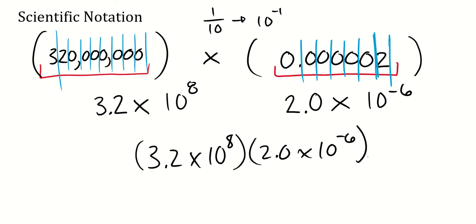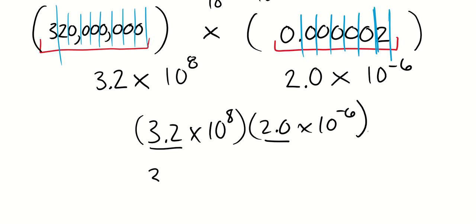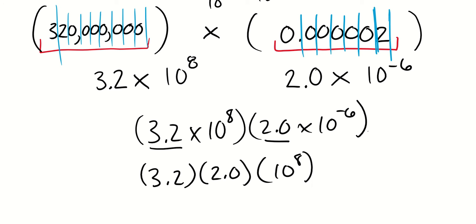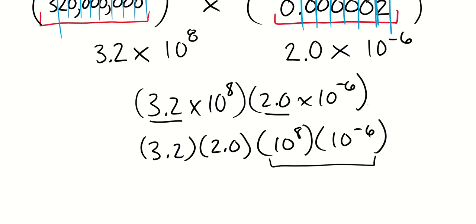So if I look at just the digits, I can reorder this because multiplication is commutative. So I can reorder this as 3.2 times 2.0 times 10 to the 8th times 10 to the negative 6th. If I combine these two, because my bases are the same, they're powers of 10, I can write this as just 10 to the 2nd power. And for me to multiply 2 times 3.2 is fairly straightforward. That would just be 6.4.